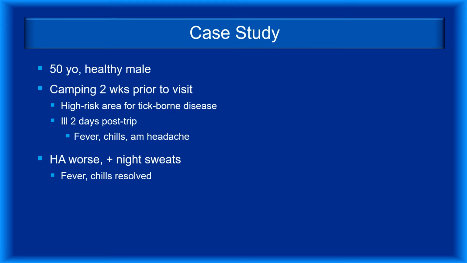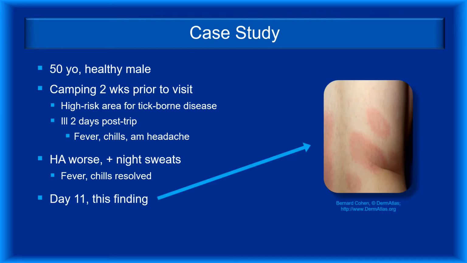Let's consider this case. The patient is a 50-year-old gentleman who went camping in an area highly endemic for multiple black-legged tick pathogens. Soon after returning home, he developed fevers, chills, and a headache. Although the fever and chills slowly resolved, the headache became worse and he developed night sweats. He presented with this finding on day 11.